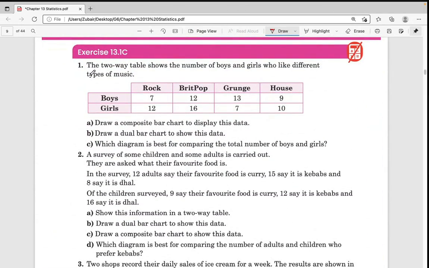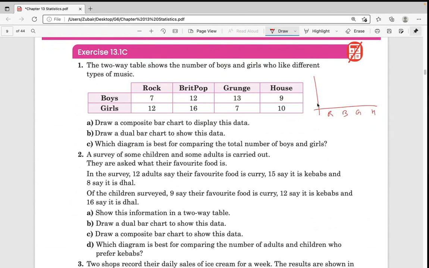Practice exercise. The two-way table shows the number of boys and girls who like different types of music. Draw a composite bar chart to display the data. There's no difference other than the headings. So what we are going to do is we have Rockstar, Britpop, Crunch, House, and then Boys and Girls.